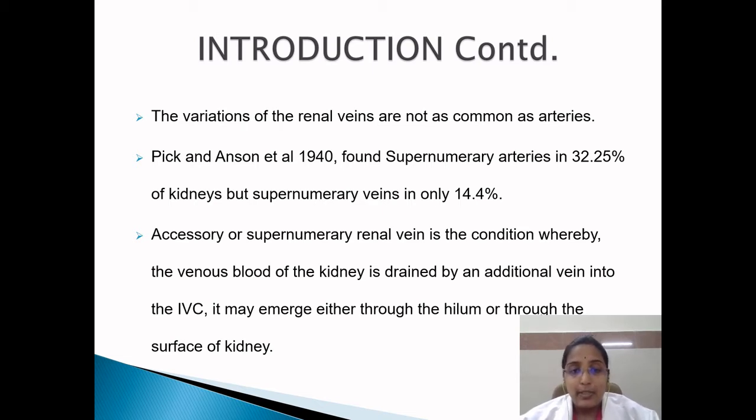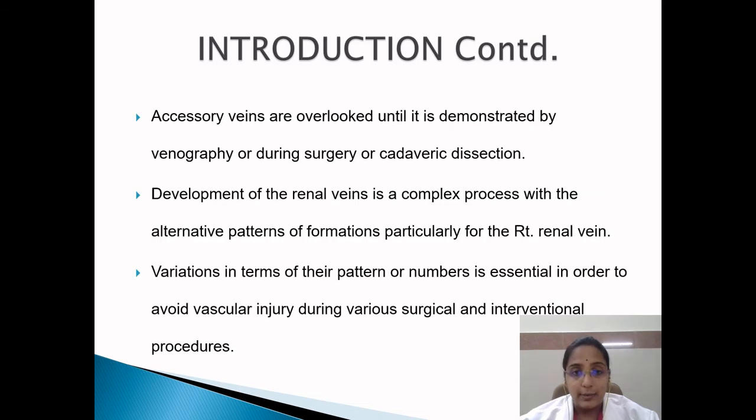Accessory or supernumerary renal vein is a condition whereby the venous blood of the kidney is drained by an additional vein into the inferior vena cava. It may emerge either through the hilum or through the surface of the kidney. Accessory veins are overlooked until demonstrated by venography or during surgery or cadaveric dissection.